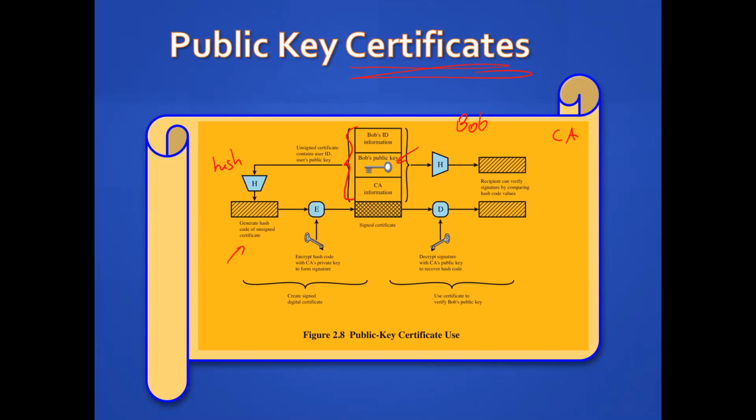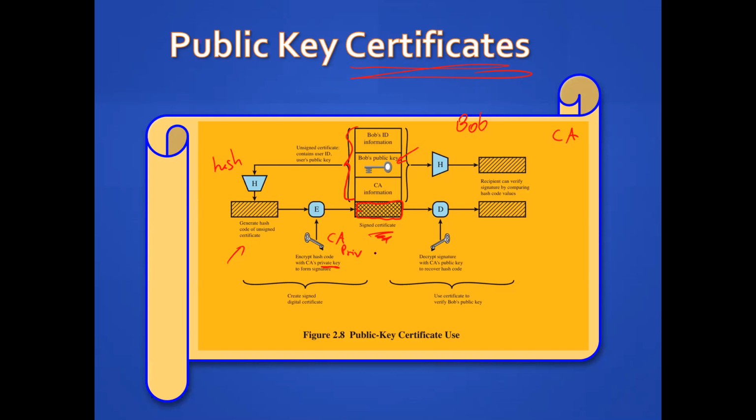Then once we have that, the certificate authority will encrypt the hash code with the CA's private key to form the signature. So the private key of the certificate authority is used to encrypt the hash. And now we attach that encrypted hash, and that is called the signed certificate. Okay, so we're sending the signed certificate.